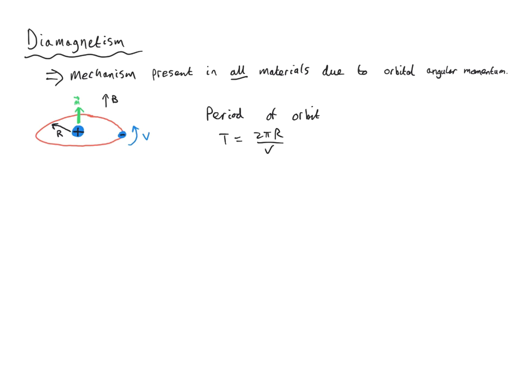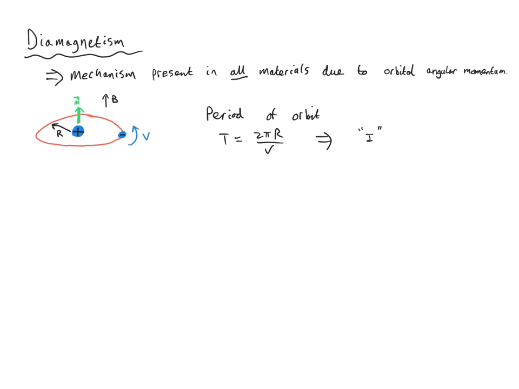Why is that? Because the period of the orbit is the time it takes for the electron to go around one cycle. The length of the path around one cycle is the circumference of the circle, 2 pi r, and the speed is v.